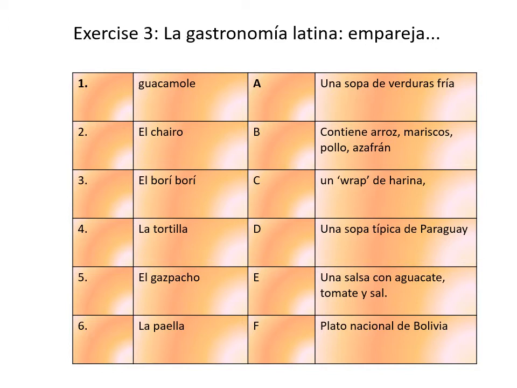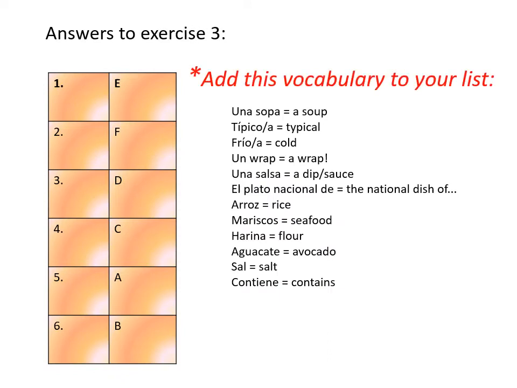Your answers will be on the next slide. So here you have some answers, and you also have a vocabulary list of the new words that we saw. So una sopa, soup, típico, typical, and so on. Make a note of them because they're going to come up throughout the rest of the lesson when talking about these Spanish dishes and Latin American dishes.